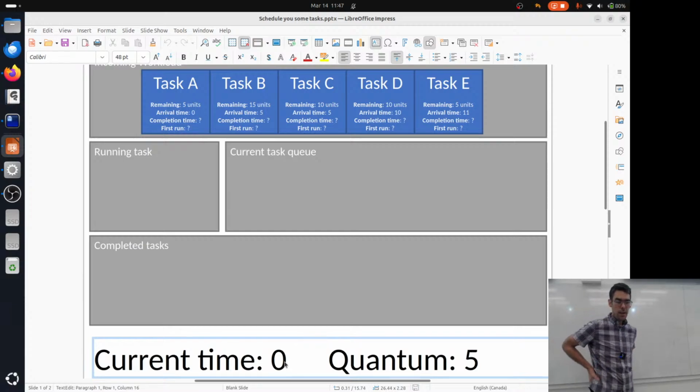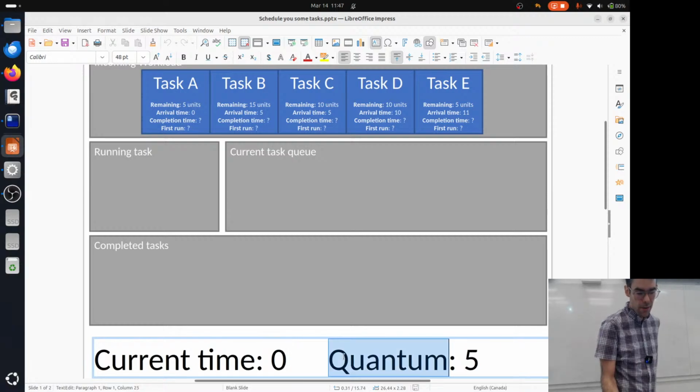We've got our current time. We've got quantum here. Again, another word for this is time slice. This is the amount of time that we have in a time slice. But that's the setup here. Are there any questions before I start doing it? We're all okay? We all have a good sense of what to do?